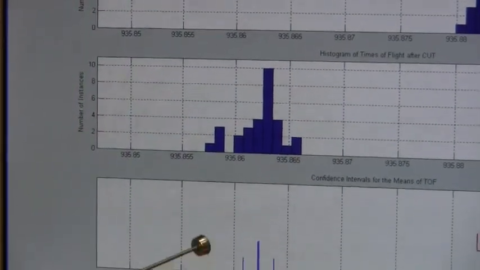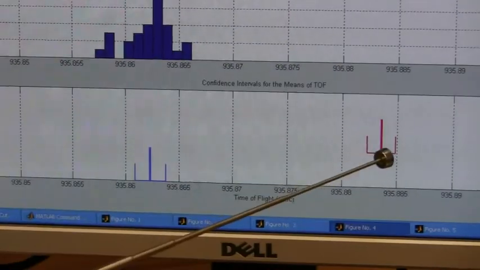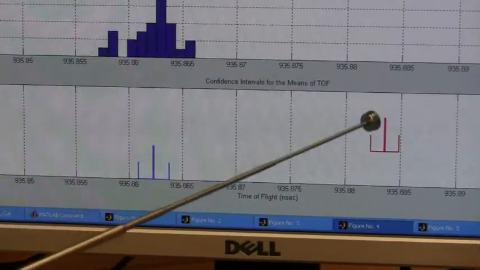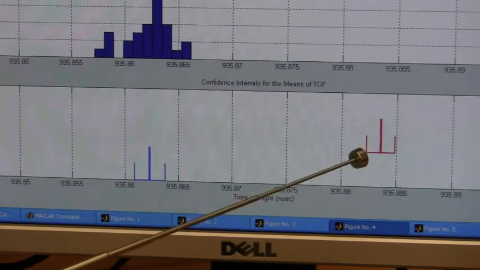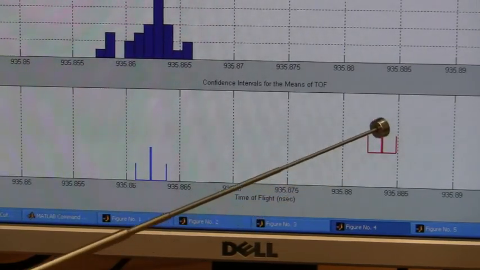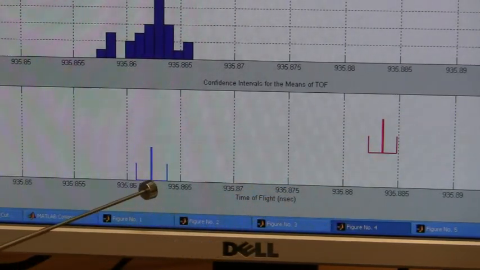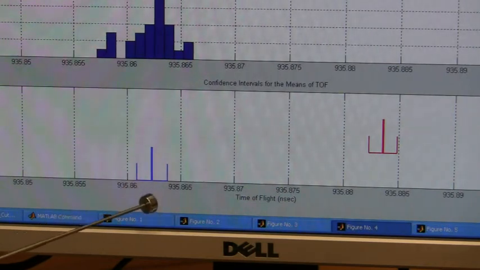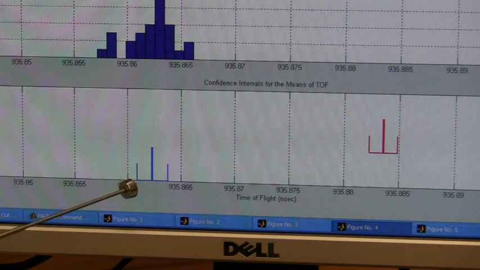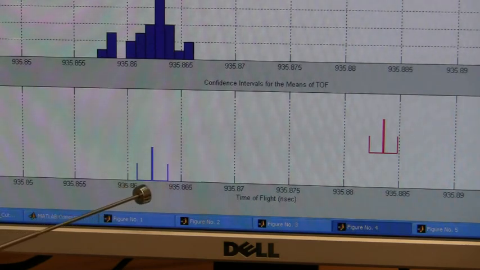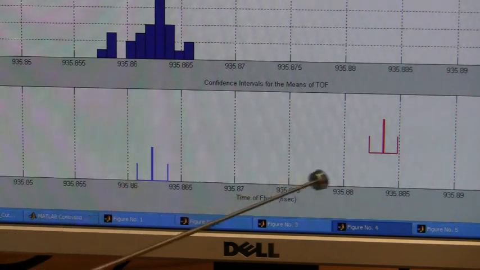Now we'll go down below. Here is before the cut. This is the average, and this is the 99.9% confidence interval for that average. And over here is after the cut, and this vertical line here is the average of that histogram, and this is the 99.9% confidence interval for that mean. And you can see they're well separated.